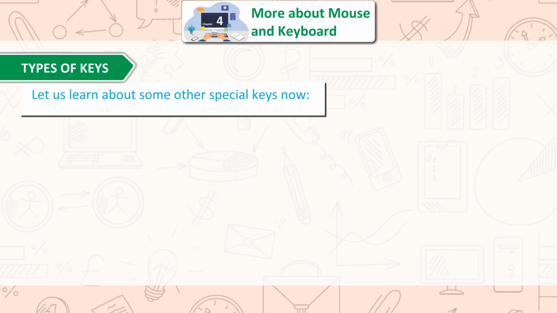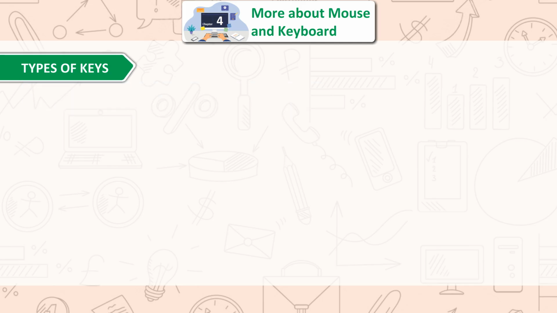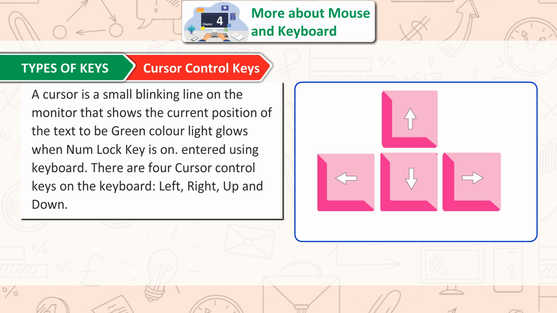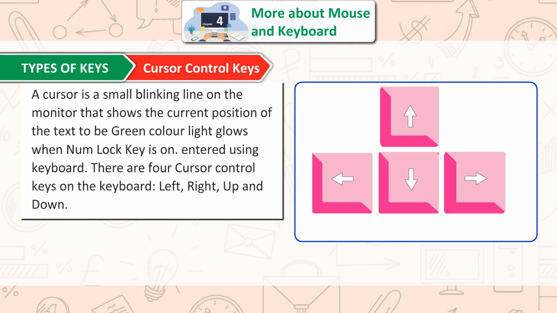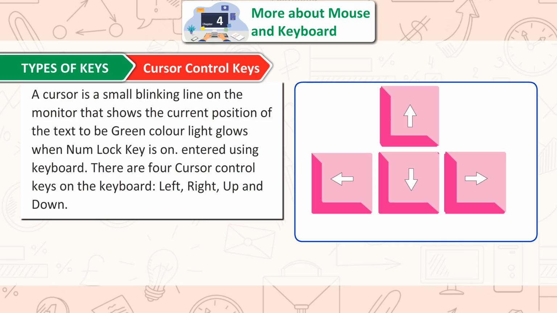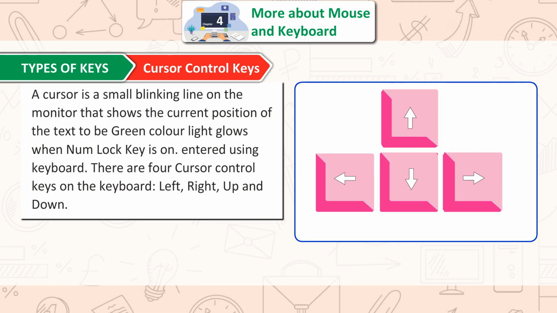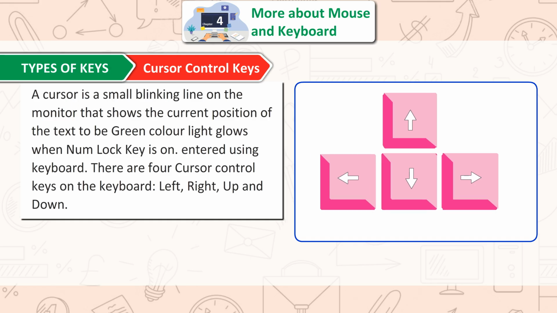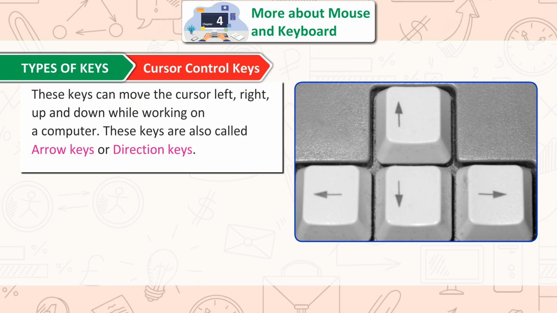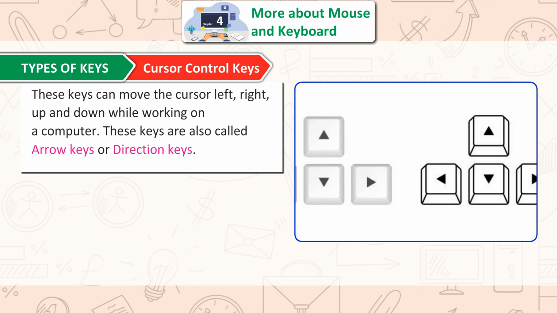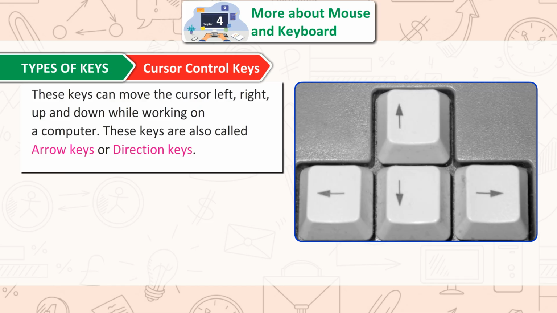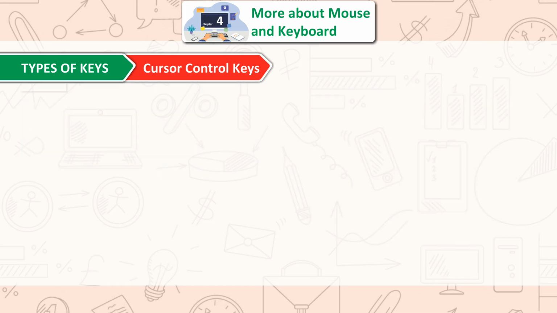Let us learn about some other special keys now. Cursor control keys. A cursor is a small blinking line on the monitor that shows the current position of the text to be entered using keyboard. There are 4 cursor control keys on the keyboard: left, right, up and down. These keys can move the cursor left, right, up and down while working on a computer. These keys are also called arrow keys or direction keys.